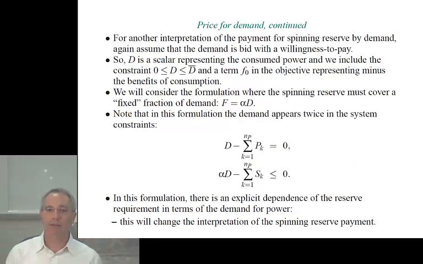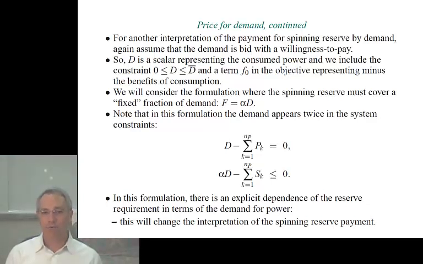Let's try and interpret that a little bit differently. Let's suppose the demand is bid with a willingness to pay. So now D is a scalar representing the consumed power, and we include the constraint 0 is less than D is less than D overline, and a term F naught that represents minus the benefits. We're going to change gears a little bit and consider the formulation of spinning reserve where the spinning reserve needed is to cover a fixed fraction of the demand. F is equal to alpha D.